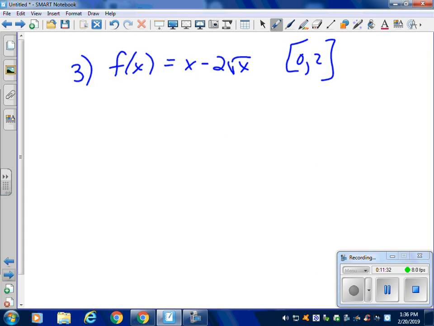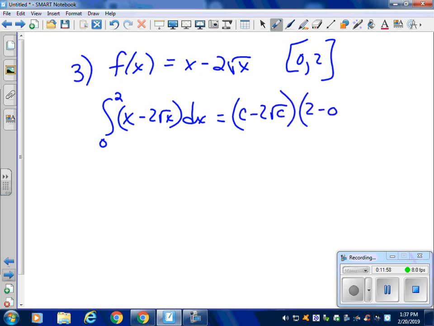So, we've got x minus 2 square roots of x. Well, we do know how to integrate that, right? So that's not going to be a problem. It might be the solving part that might be a little iffy. So if we integrate it from 0 to 2, x minus 2 square roots of x dx, that'll find our area.